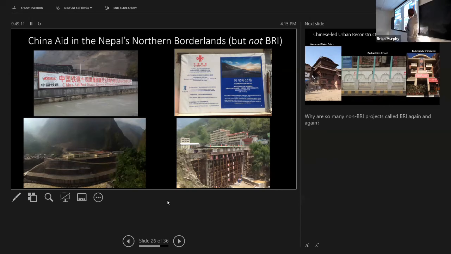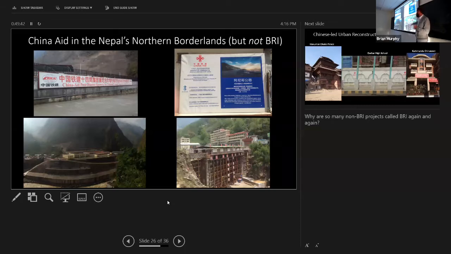This says China aid in Nepal's northern borderlands, but not BRI. So the development of this major dry port in Larcha along the Friendship Highway, which is a model dry port that's being replicated in many other areas, including Mustang, where I work, has been a China aid post-disaster project.